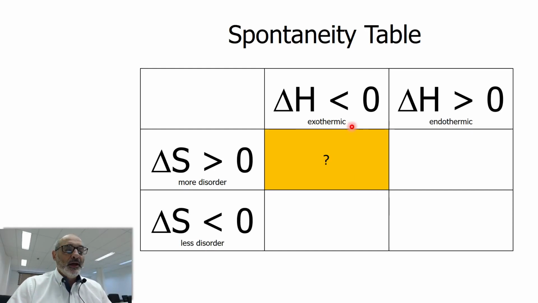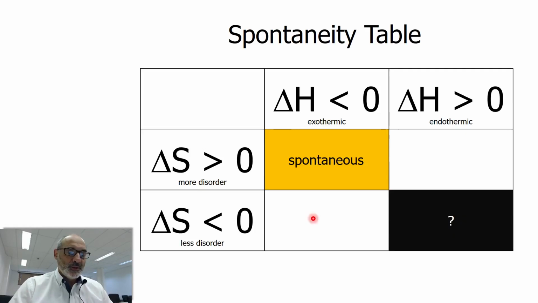Okay, exothermic, the process releases energy, and the process increases disorder. So I would say this is very spontaneous. Why? Because if you need energy, you have it. And if you need to create this disorder, no problem. This is taken into account. So the process is spontaneous in this situation, okay?